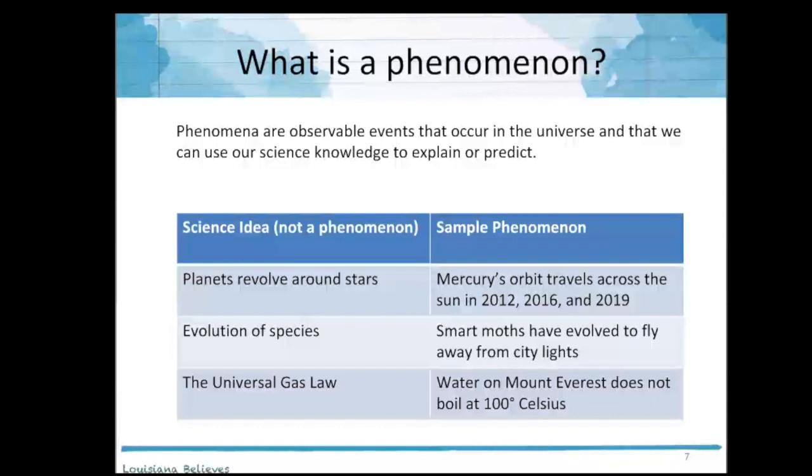A second key idea that we have historically taught is that species evolve over time. And so as students are looking at this key information, they can now look at the fact that smart moths have evolved to fly away from city lights. Again, they're still learning the same content knowledge, but instead of just learning about the topic of evolution, they can now apply that content knowledge to a real-world phenomenon.